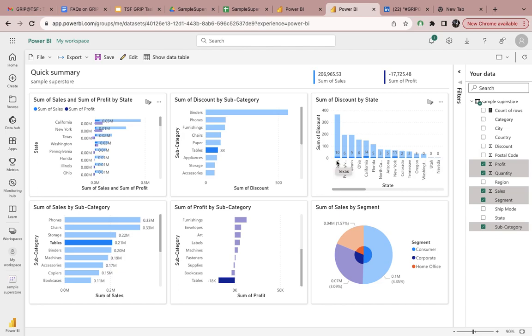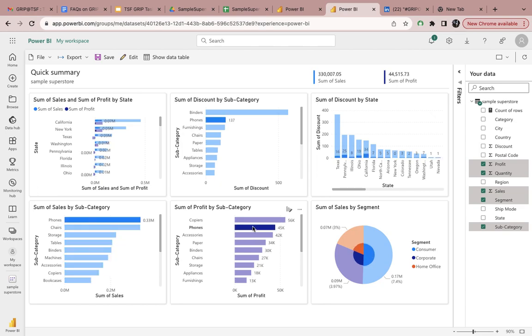Now, to increase the profit, we can do so by increasing the sales of the most profitable products, such as copiers or phones, or, the thing we talked about before, reduce the loss faced by tables, bookcases, and supplies. By the way, these three are the only categories which face a loss.